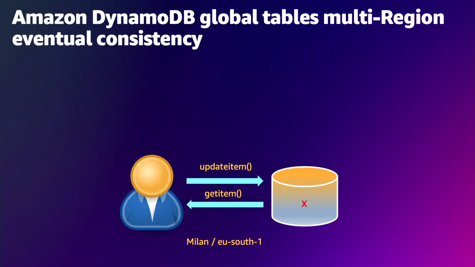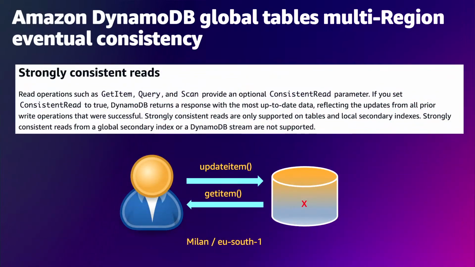For this reason, we have introduced something called strongly consistent reads. So if you have read operations such as get item, query, and scan, when you call get item as an example, and you set consistent read equals true, the X will be retrieved straight away. So you don't have to wait a couple seconds, actually milliseconds, and you don't have to click again to retrieve whatever you have in your DynamoDB.